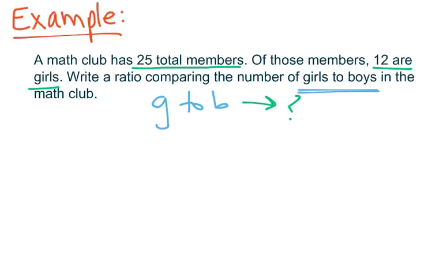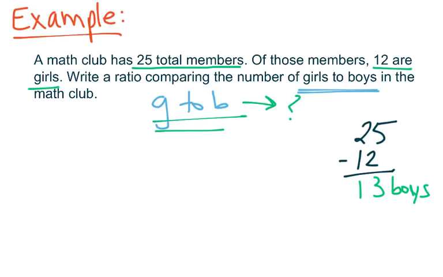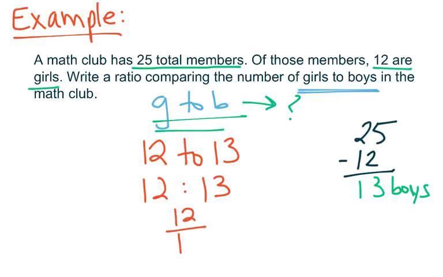So let's think about this. How can we figure that out? Well, we could use the idea that we have 25 total members and there are 12 girls. So if we subtract, we would get an answer of 13. That means that there are going to be 13 boys in our math club. Now we can go back to our ratio and write this out. So remember, we're doing girls to boys. So we're going to write 12 to 13, 12 colon 13, and 12 over 13. All of these mean the same thing.